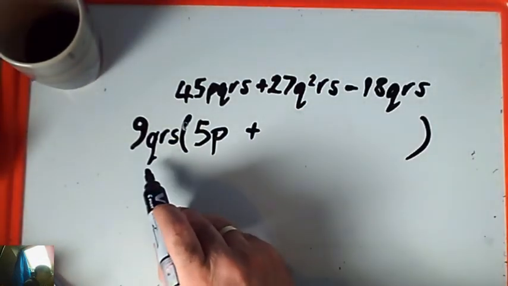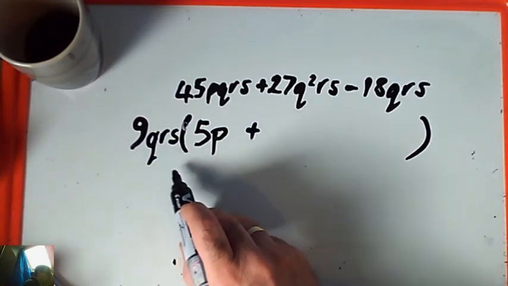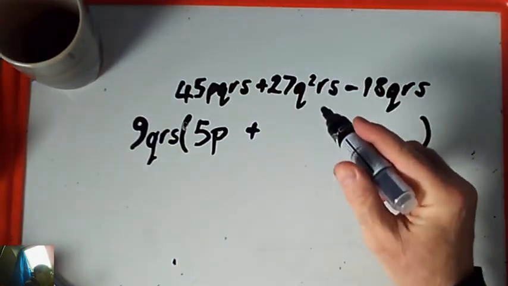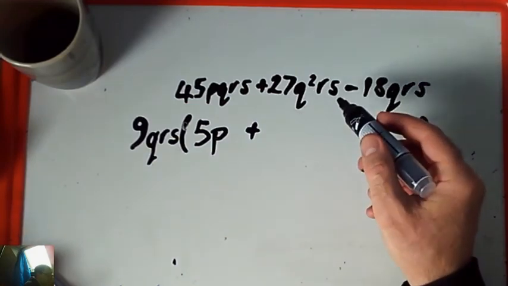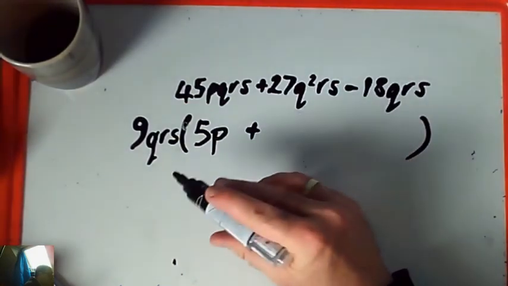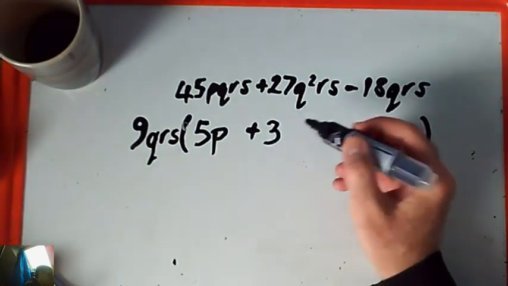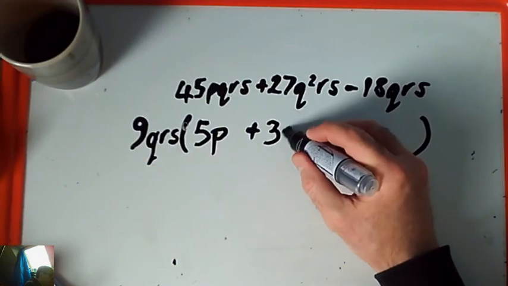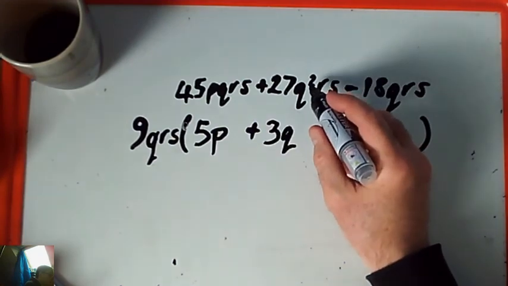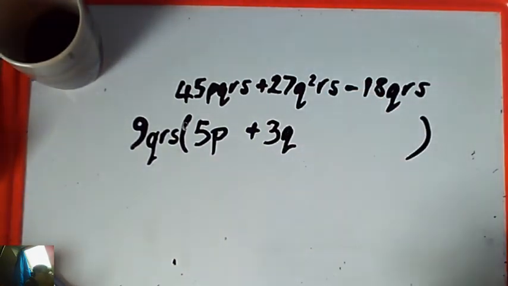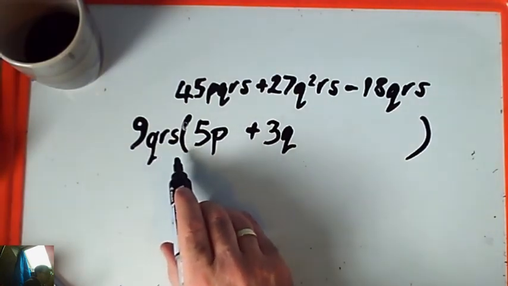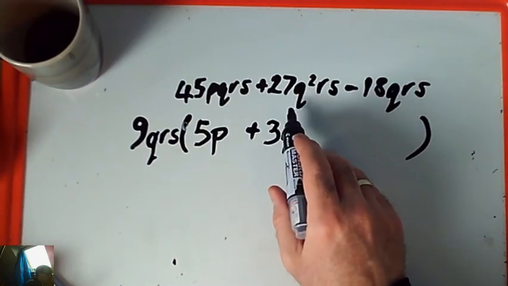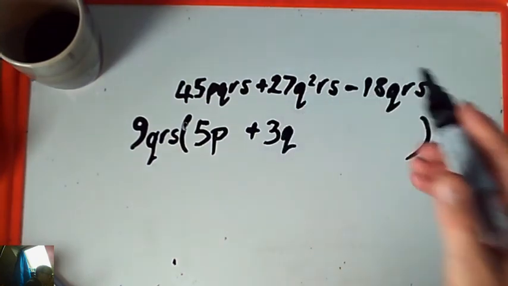Next one, 9QRS times what inside the bracket will give me 27Q squared RS. So I'm going to need to multiply the 9 by 3 to get the 27. I'm going to need to multiply the q by another q to get q squared, and then the r and the s are already there. So 9qrs times 3q gives me 27q squared rs.